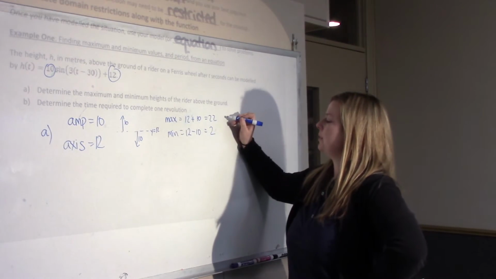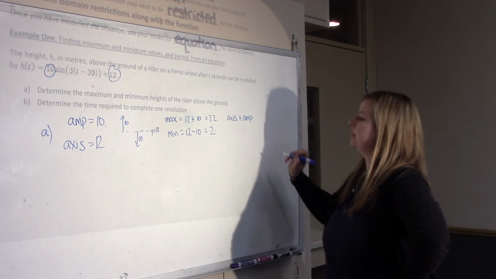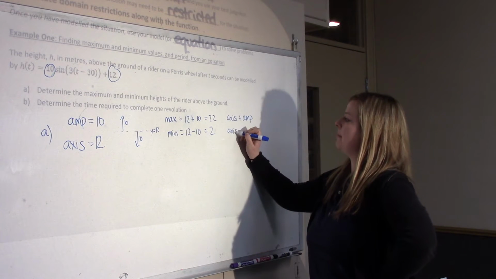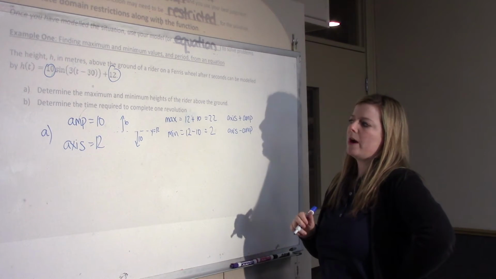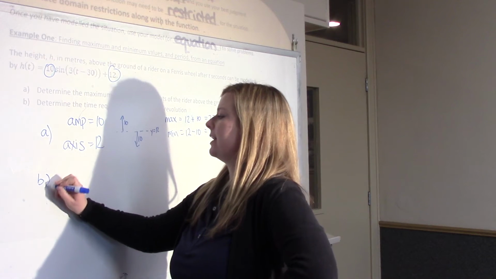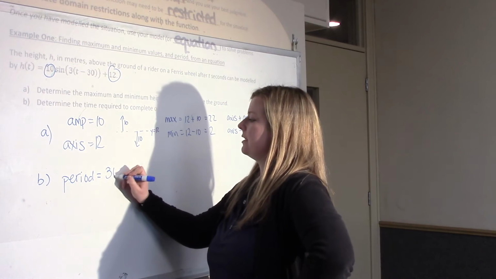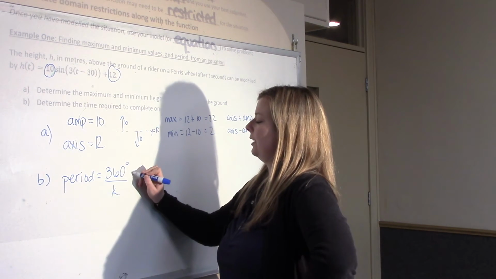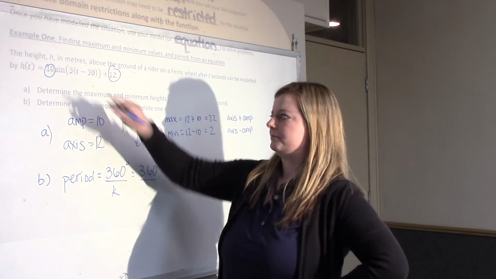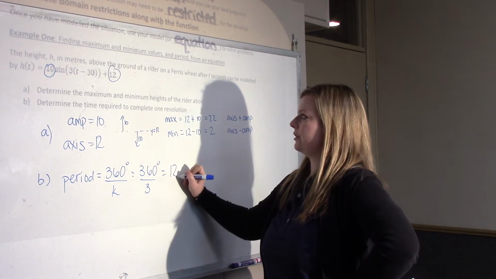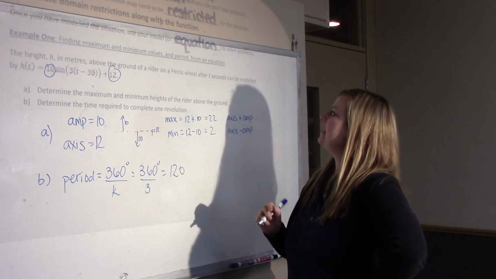So to find the maximum, in general, it's axis plus amplitude. To find the minimum, it's axis minus amplitude. Kind of just common sense. Determine the time required to complete one revolution. Well, that's just the same thing as asking for the period. Okay? So you take 360 degrees and divide it by K. Okay, so in this case, 360 divided by K. K is 3. So that's 120.